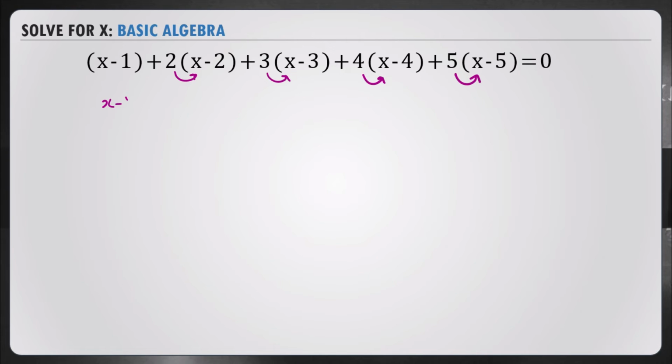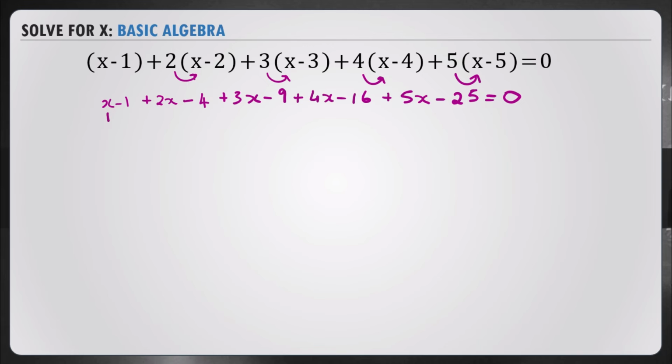We bring in x minus 1 plus 2x minus 4. 3 into x minus 3 gives me plus 3x minus 9. Now 4 into x minus 4 gives me 4x minus 16. And 5 into x minus 5 gives me 5x minus 25 is equal to 0.